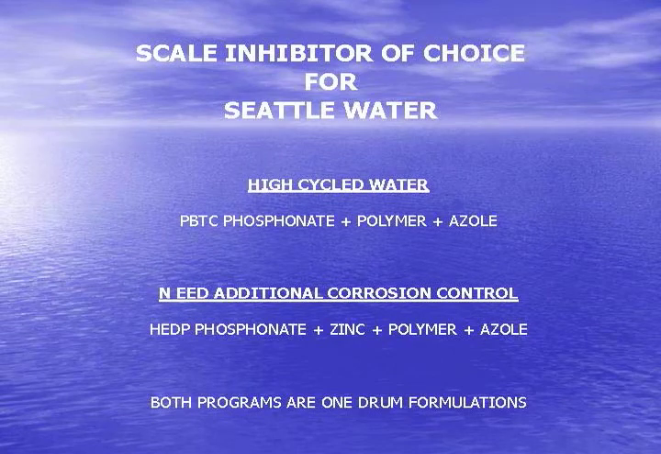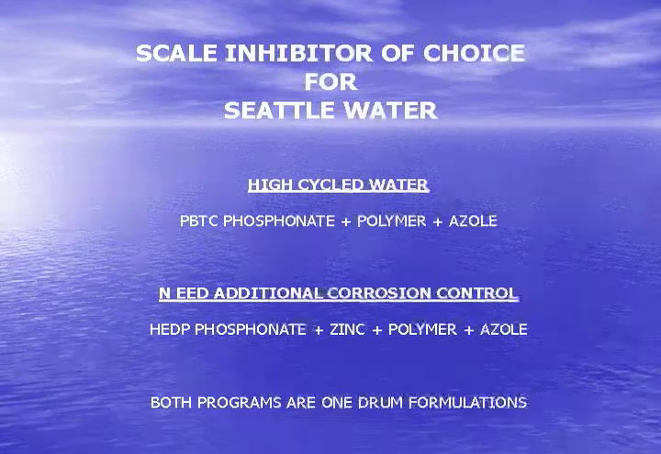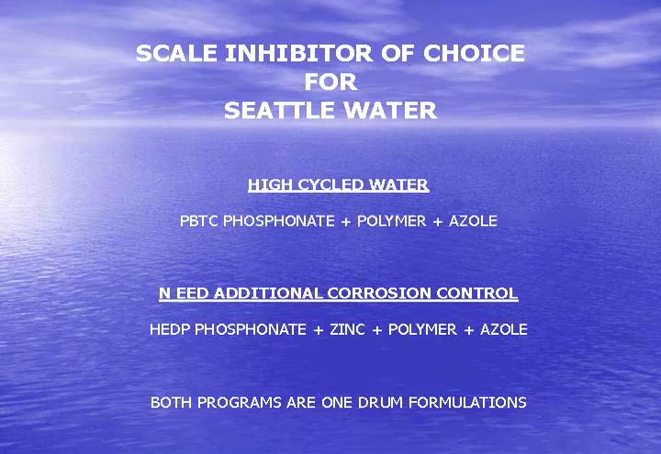HEDP has the advantage that it kind of breaks down over time, so it breaks down to orthophosphate. So you have some orthophosphate in the system over time. That also is a form of corrosion inhibitor. So I don't think you'll have corrosion problems if you run 15 cycles. My recommendation would be the PBTC, polymer and azole, but if you do need help, certainly there's two programs.